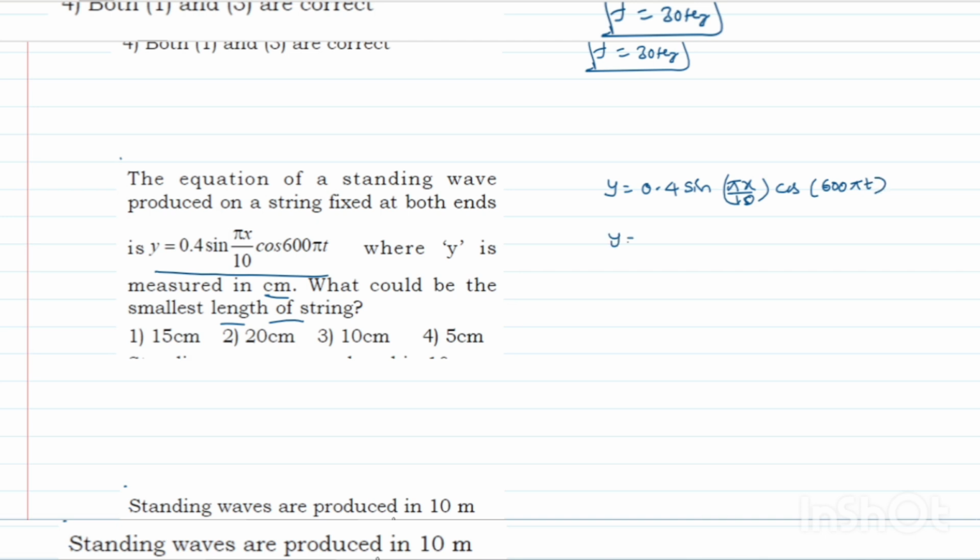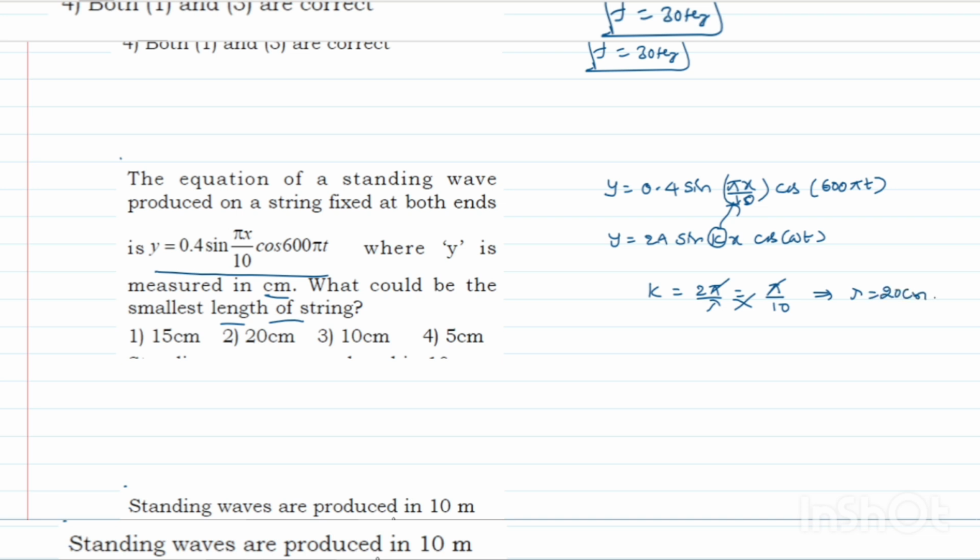We just write the general equation y equals 2a sin kx cos omega t. Instead of k, here it will be pi x by 10. So k, the propagation constant, equals pi by lambda, which here you can take as pi by 10. Pi gets cancelled, cross multiply, and lambda equals 20 centimeters.